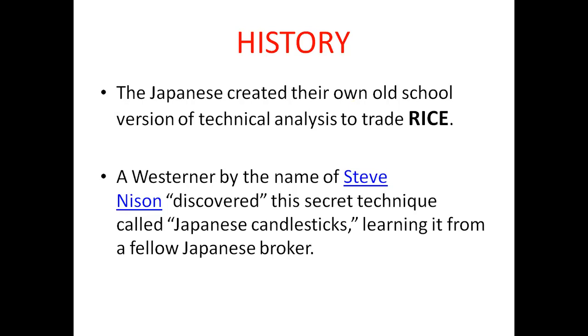So the Japanese decided to create their own sticks. They had some sticks which they used to measure the price of rice, to know when the price of rice will fall and when it will rise. It became very popular in Japan. So what happened? A Westerner by the name Steve Nissen discovered this secret technique called the Japanese candlesticks, learning it from a fellow Japanese broker.